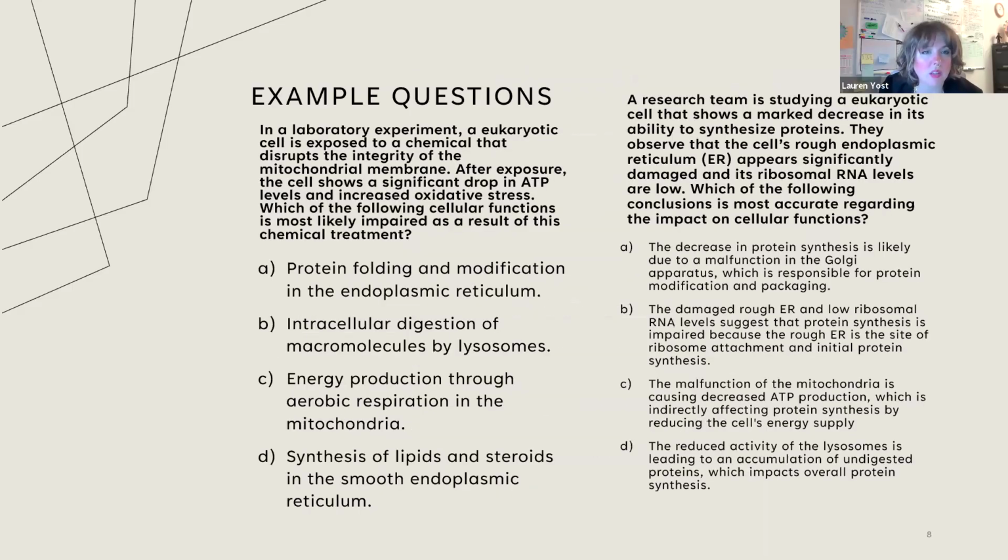All right. In a laboratory experiment, a eukaryotic cell is exposed to a chemical that disrupts the integrity of the mitochondrial membrane. After exposure, the cell shows a significant drop in ATP. Okay, so we're affecting the mitochondria, and mitochondria make ATP. Now the cell has a drop in ATP and increased oxidative stress. Don't worry about that too much, okay?